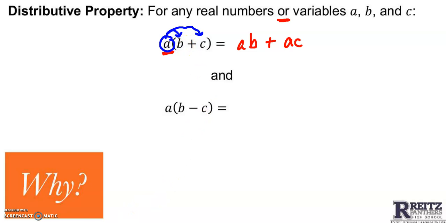And Panthers, it works the very same way if the sign separating those two numbers is a negative. It's simply A times the quantity B minus C. Well, if I distribute that A and multiply both terms by it, I'll get A times B minus whatever A times C is. Now, Panthers, since I know you've seen this before, I want to take a couple minutes of our time this morning and talk about why the distributive property works.